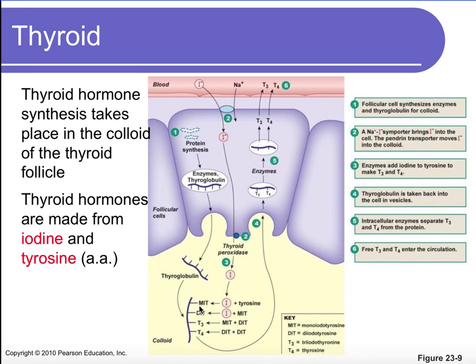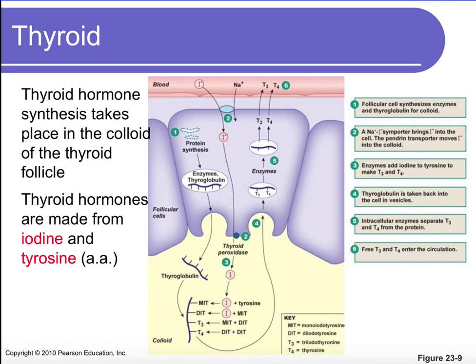Then we're going to take that MIT and attach another iodine, which is going to give us 2. So we're going to change the prefix to di for 2. So DIT, diiodotyrosine. Then we're going to take an M and a D, so a mono and a di, 1 and a 2, and put it together. So then we have T3. Or we're going to take a di and a di and put it together. So 2 plus 2 is our T4. And we're going to store this in the colloid until we need it to be released.